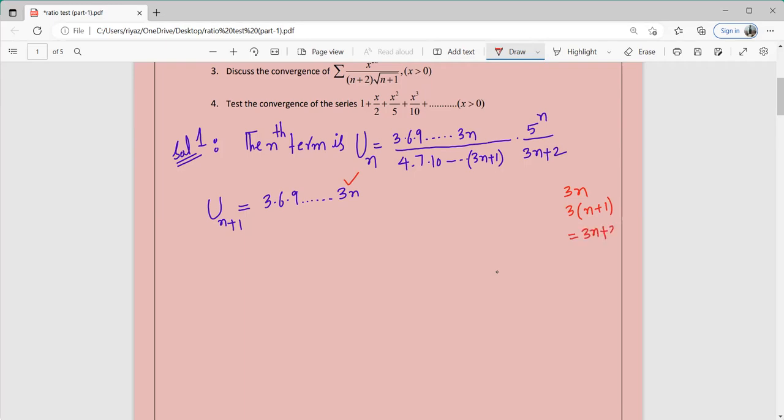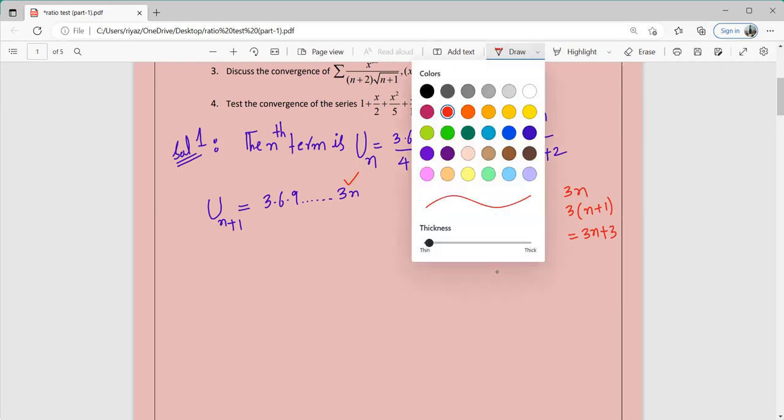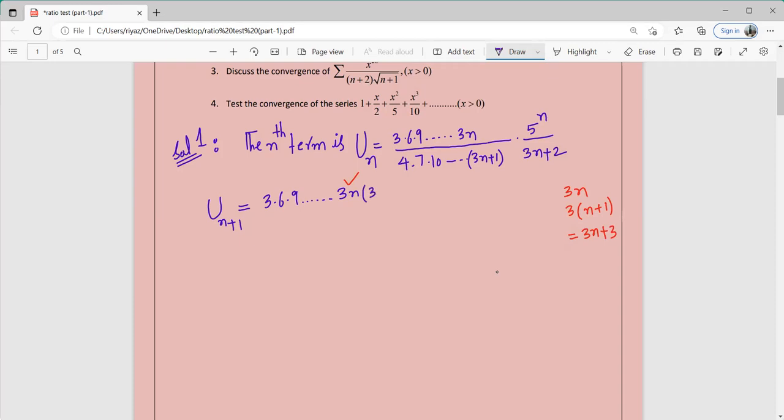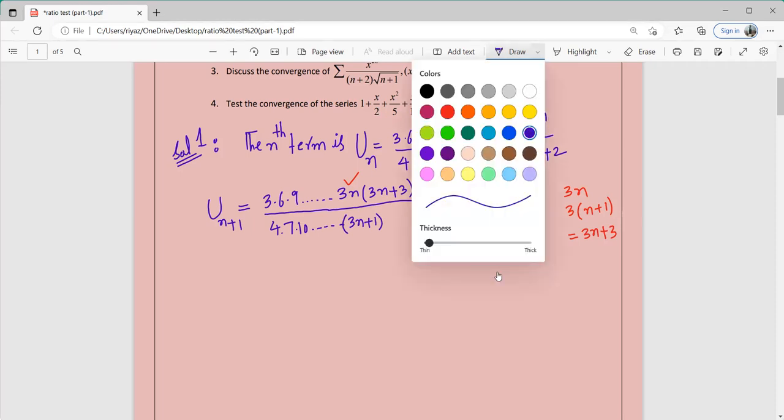3n plus 3. So the immediate next term, इसका जो नेक्स्ट टर्म होता है un plus 1 टर्म, वो है 3n plus 3। क्लियर है? Denominator: 4 into 7 into 10 and so on, 3n plus 1. Up to here it is there in our question, but we are going to write un plus 1 value. So that work I am doing in our rough column. There is the rough column here.